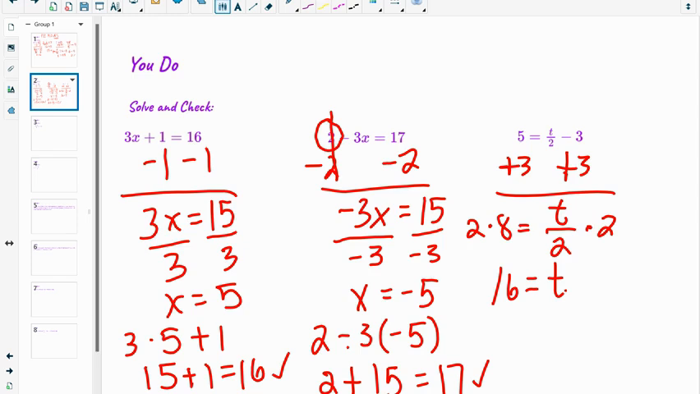Let's go ahead and check that. We get 16 divided by 2 minus 3. 16 divided by 2 is 8. Minus 3 is equal to 5. And we're good.